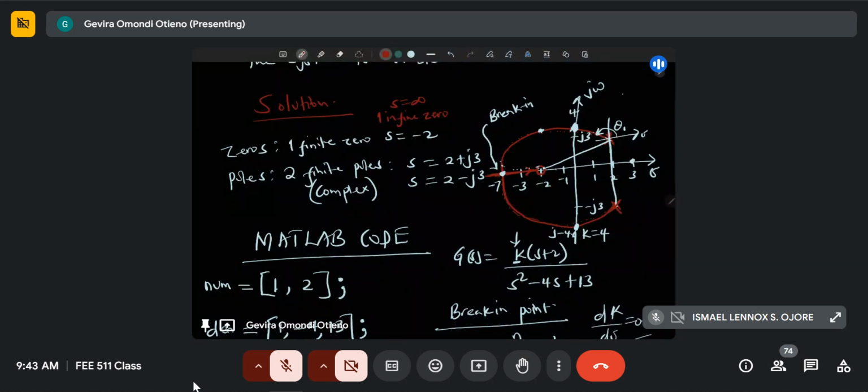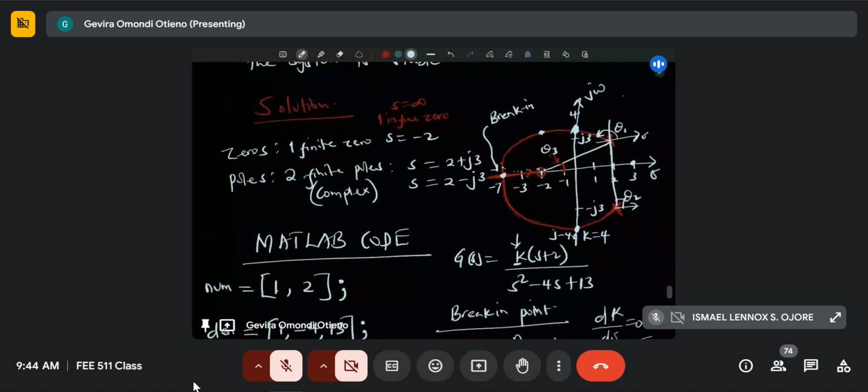We need this angle also because all angles are measured from the real axis. So let's call this angle theta 2. Let me call it theta 3 because theta 2 would be this one also. This is theta 2. Okay, so theta 1 is the angle for the first pole, theta 2 is the second pole, and theta 3 is for the 0.